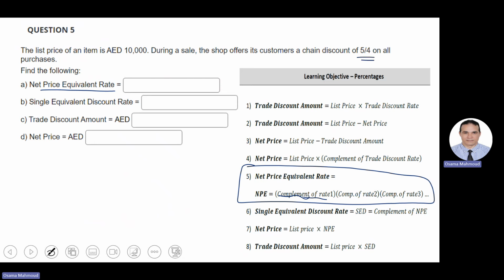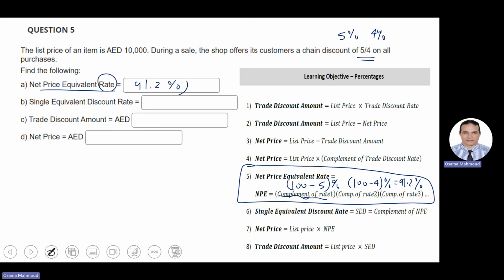This is not five divided by four. You will get 5% and also 4%, right? Gotcha? So the complement of the 5%, which is the first trade, is 100 minus the first trade, which is 5%. And the second trade complement is 100 minus 4%. So how much will you get? 91.2%. So I get it from the formula sheet.